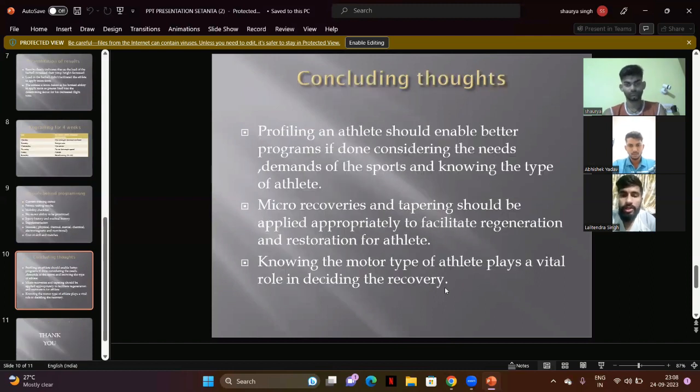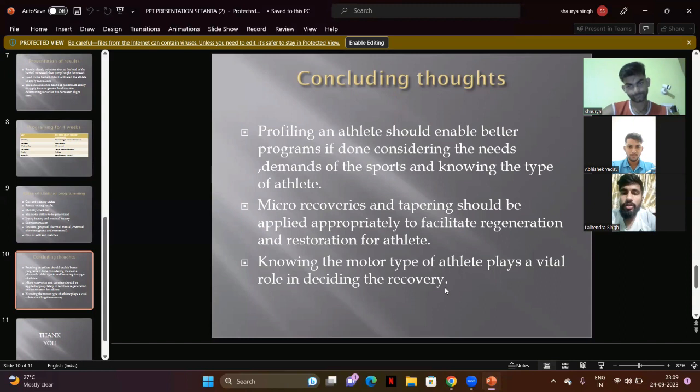So the concluding thoughts which I have got is that the profiling of an athlete should enable better programs if done considering the needs and demands of the sport and knowing the type of athlete, which is very important. Micro recoveries and tapering should be applied appropriately to facilitate regeneration and restoration for athletes. The athlete should be able to recover throughout the week. It should not be about just loading throughout the week. It should be loading and then understanding when to deload, when to taper, when to give the micro recoveries in between the week.